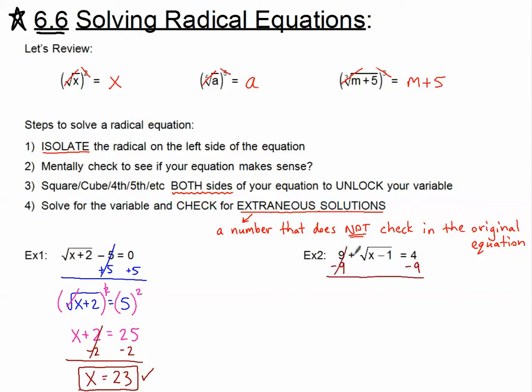Whoosh. This positive sign doesn't need to be there anymore. We just know that we have a positive square root. Great. Square root of x minus 1, and this is equal to 4 minus 9, which is negative 5.